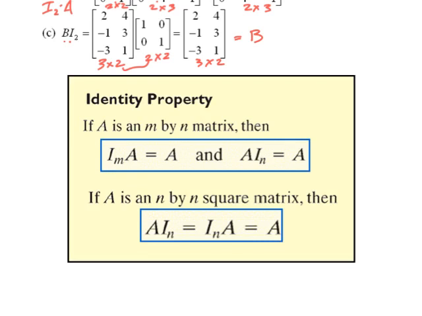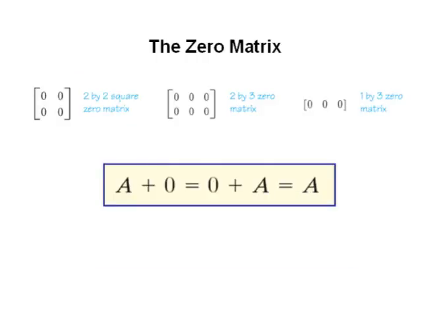This will help us when we go to solve a system of equations. The last special matrix you need to know about is something called the zero matrix. This can be any dimensions, but it is filled with zeros. And when you add the zero matrix to any other matrix of matching dimension, it does not change its value and it returns the matrix you started with, just like the addition property of zero.